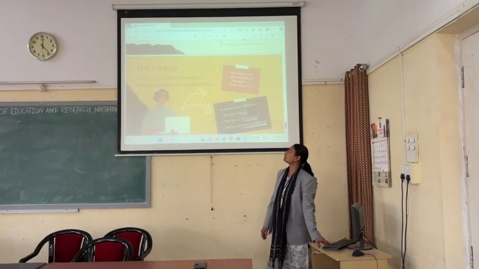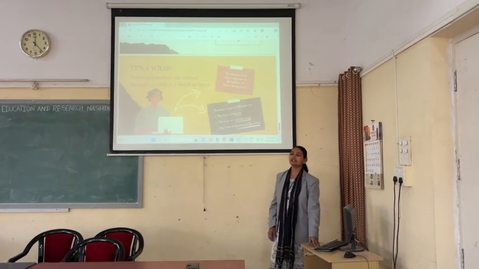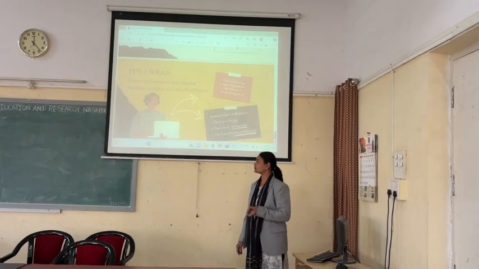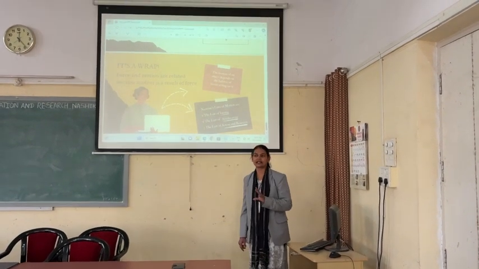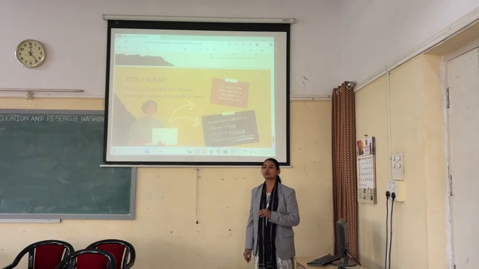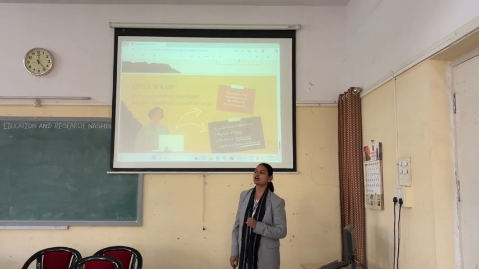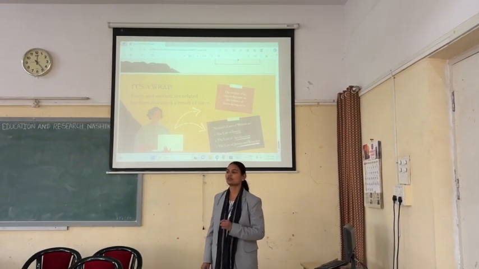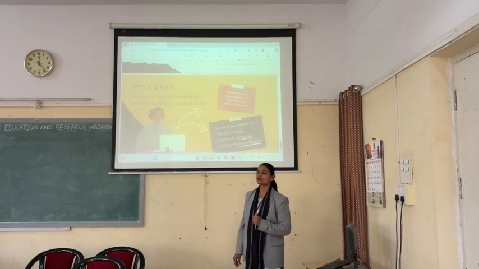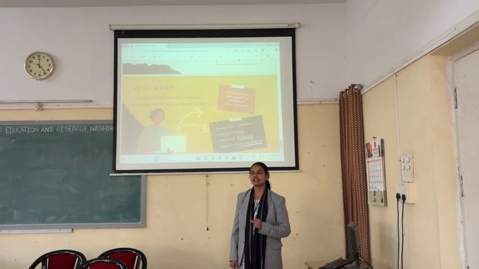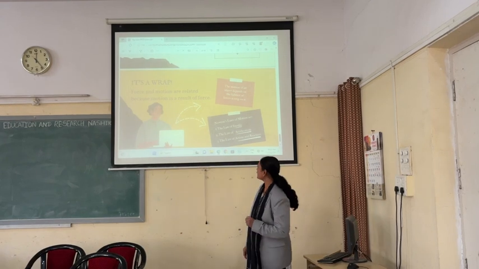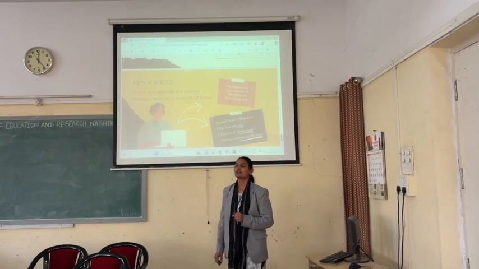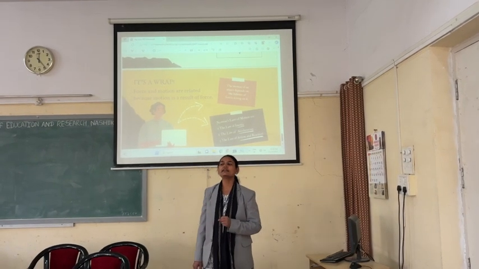So forces and motions are related because motion results from a force. The motion of an object depends on the balancing of the forces acting on it. Today we have seen three laws of Newton. Which law is first? The law of inertia. Second law? The law of acceleration. And the third law is the law of action and reaction.